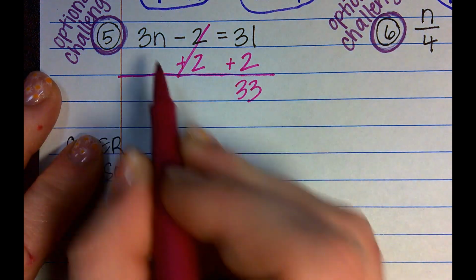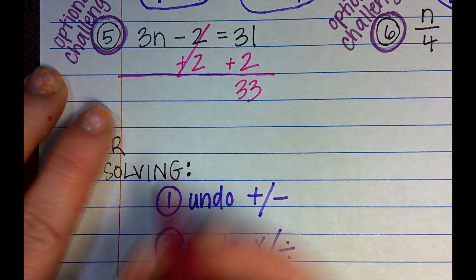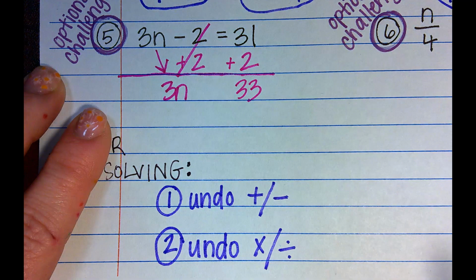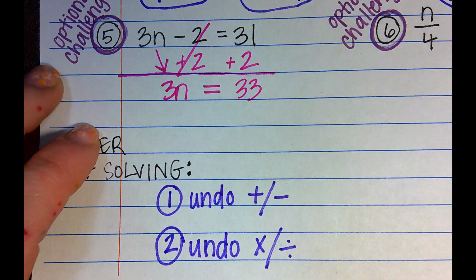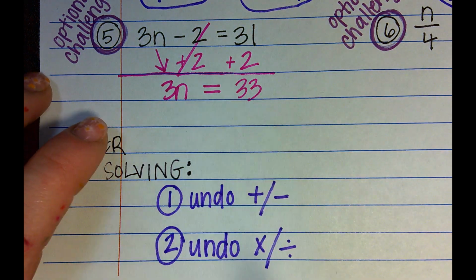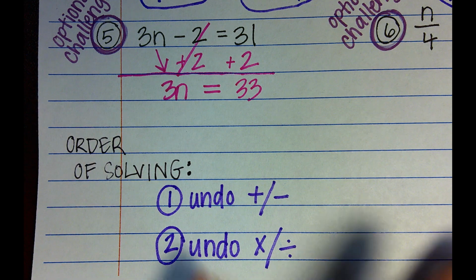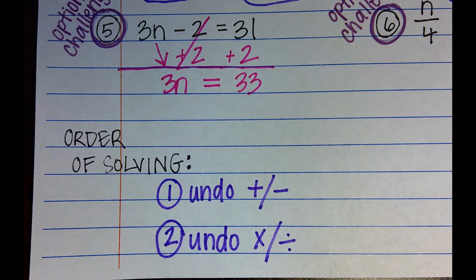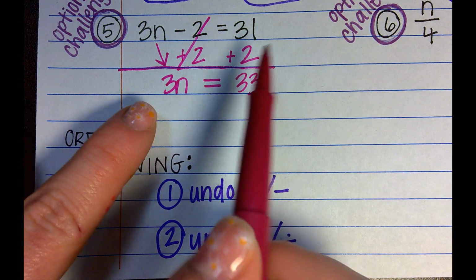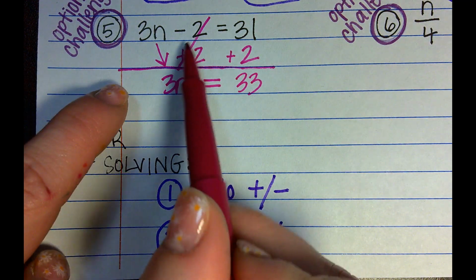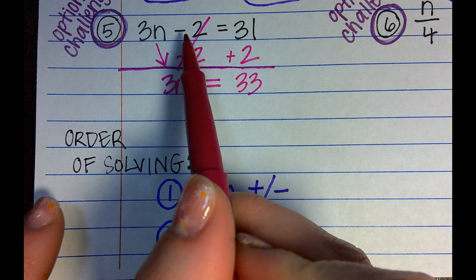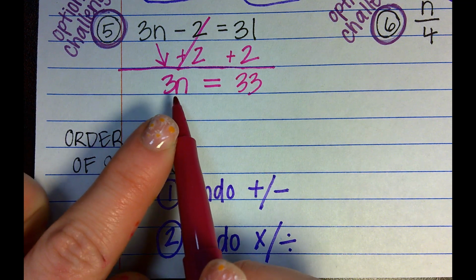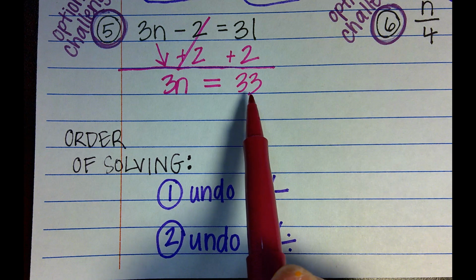Now you bring down the 3n. Yes, now we bring everything down. We've got 3n. We just brought that down, equals 33. Now we put the 3 under the 3n and the 3 under the 33. So what just happened here, guys, is we just solved one step. We got rid of the minus 2. Now it's like we have a whole new equation: 3 times n equals 33.